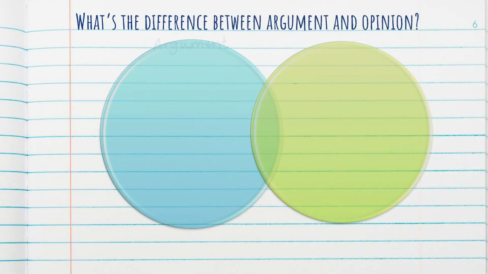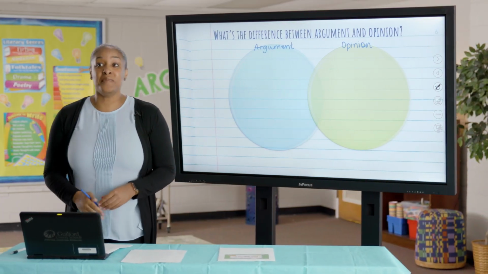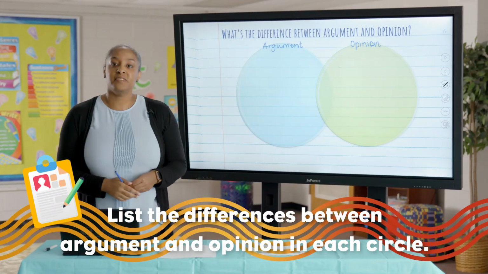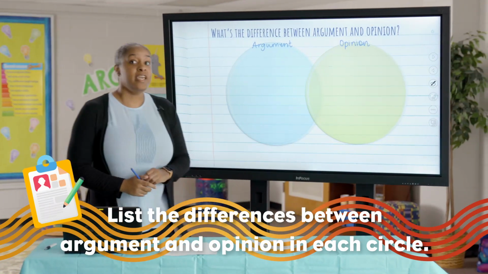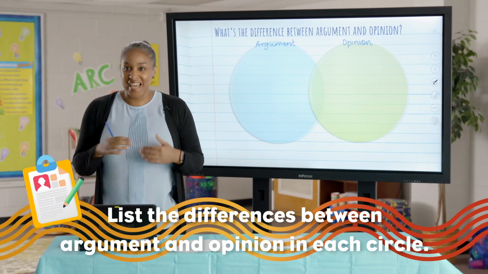So here with our Venn diagram, I want us to really dig in and talk a little bit about the difference between an argument versus opinion. Our first circle is going to represent argument. Our second circle is going to represent opinions. So at this time, take a moment, pause the video, and see if you can fill in some items that you will select for just opinions or some just for argument, and we'll come back together and tally our thoughts.